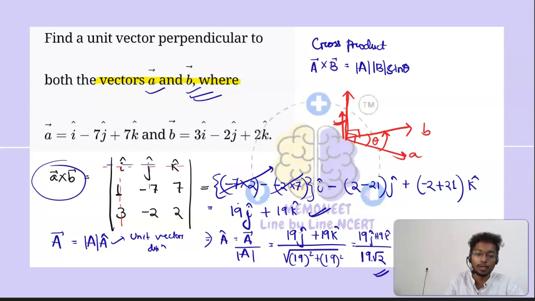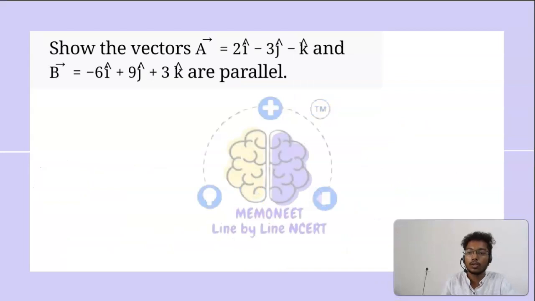Okay, I hope you understand this question. This is a very important question. Vectors a = 2i - 3j - k and b = -6i + 9j + 3k are parallel. So if they are parallel, the vector product will be 0. A cross b will be equal to 0.